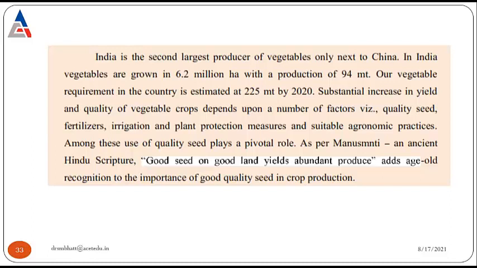A substantial increase in the yield and quality of vegetable crops obviously depends on various factors like seed, fertilizer, irrigation, land preparation, plant protection, and other agronomic practices. And we have already discussed that there is an ancient saying in our culture that good seed on good land gives abundant produce. Right? This shows the huge recognition given to good quality seed in crop production.